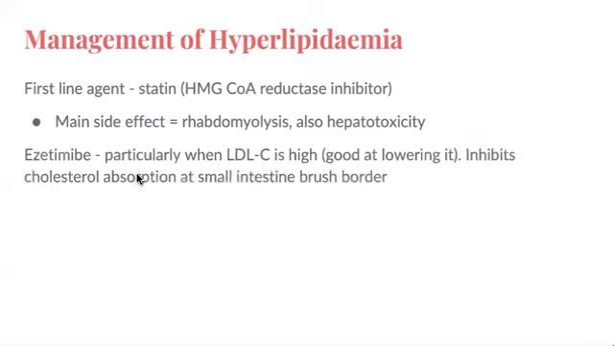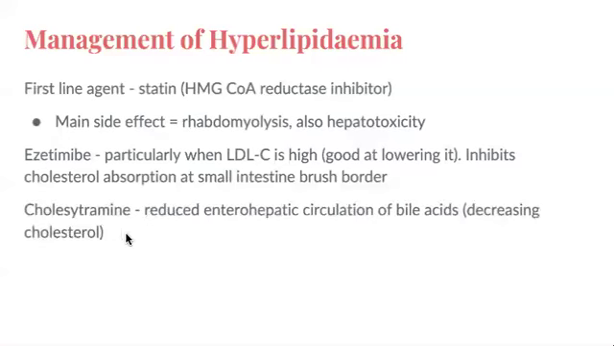Ezetimibe. The particular benefit of ezetimibe is that it's good for reducing the LDL-C, and its mode of action is that it reduces cholesterol absorption at the small intestine border. Cholestyramine reduces the enterohepatic circulation of bile acids. Bile acid contain cholesterol, so if you aren't able to recycle those bile acids, you have to use up more of the cholesterol in the body. I'll ask you to think about what one of the side effects of cholestyramine would be. It's just GI disturbance.